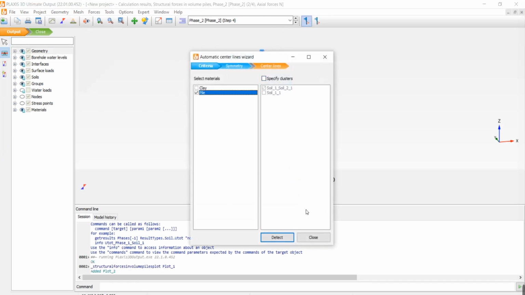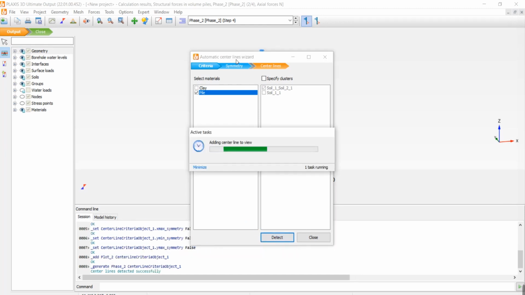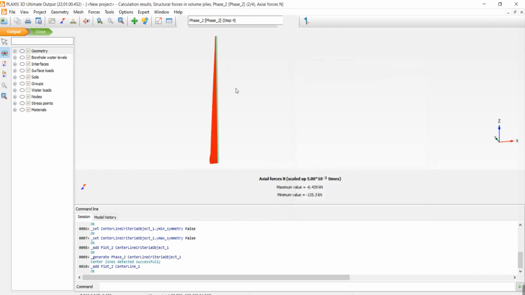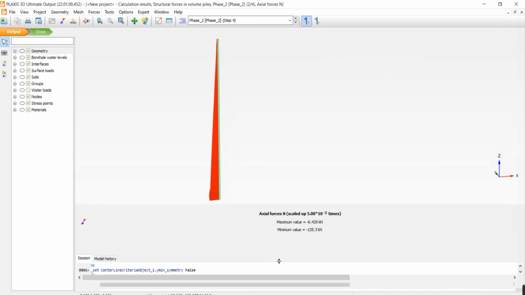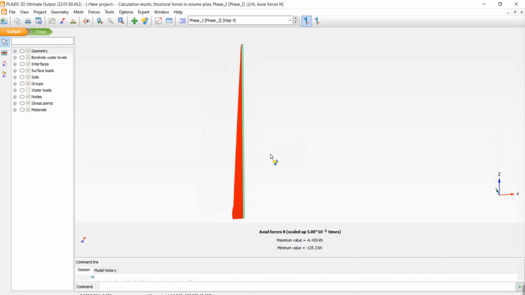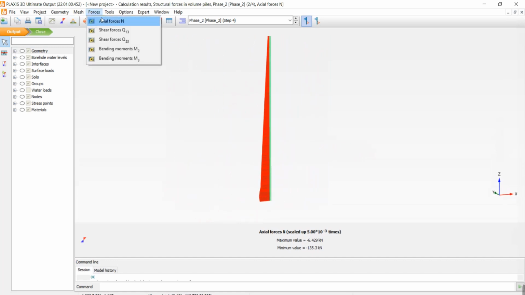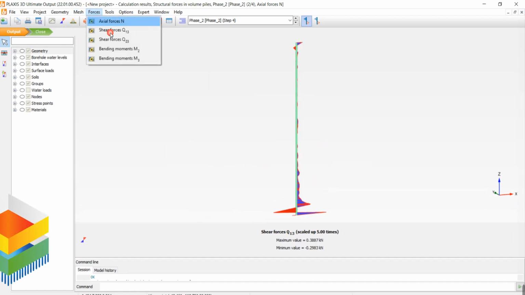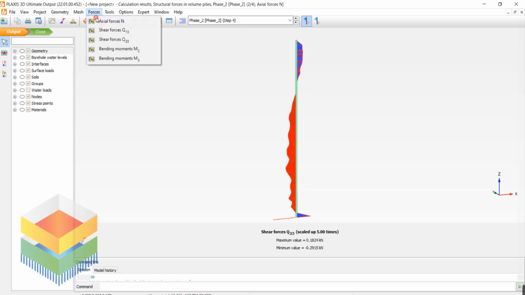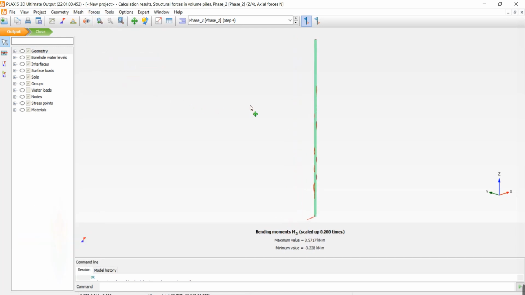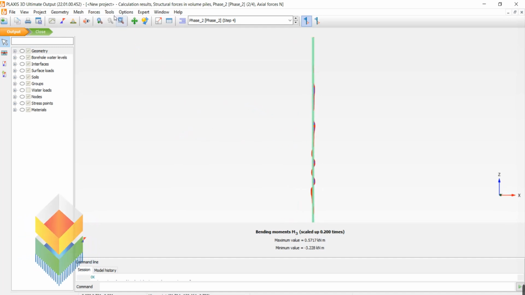Here we choose the pile as the volume detecting part, and the center line procedure happens. After this, a center line is completely created inside the volume of the pile, and you can see everything that is happening inside the pile. The axial load, the shear load for each direction, and of course the moment of the system, and you can have the internal force of your system completely here.